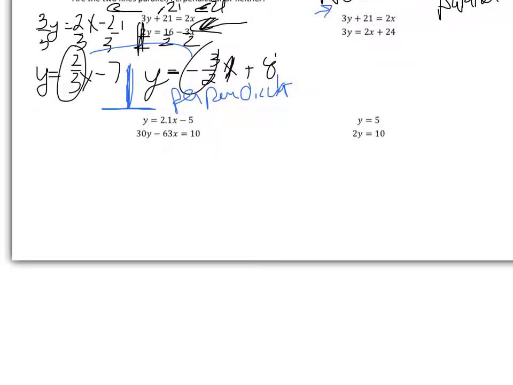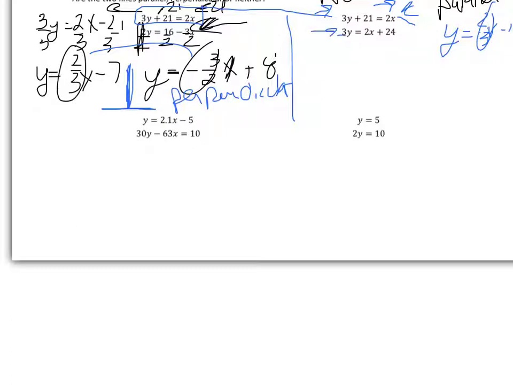So looking at this next one, we want to determine whether they're parallel, perpendicular, or neither. Go ahead and solve for y. In this one, I'm going to move the 21 over. And in fact, you'll notice that this is actually the same one as this right here. So we've already solved that. We know that this first equation is going to have slope y equals 2/3 x minus 7, slope 2/3. So we just need to determine the slope of the second one.